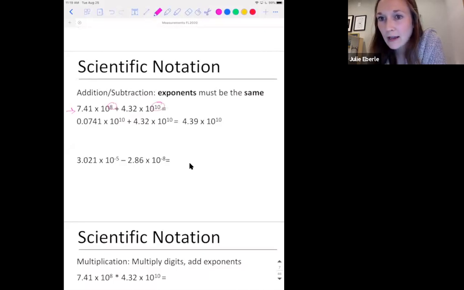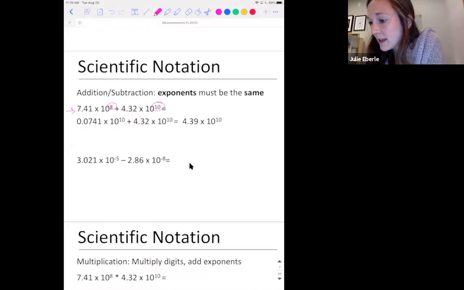I have an exponent of 8 and an exponent of 10. So you just pick one of the numbers. It does not matter which one. In this example, we pick the first number, and we're going to adjust it so that the exponent does match the other number. So we're going to take an exponent of 8 and convert it to an exponent of 10.